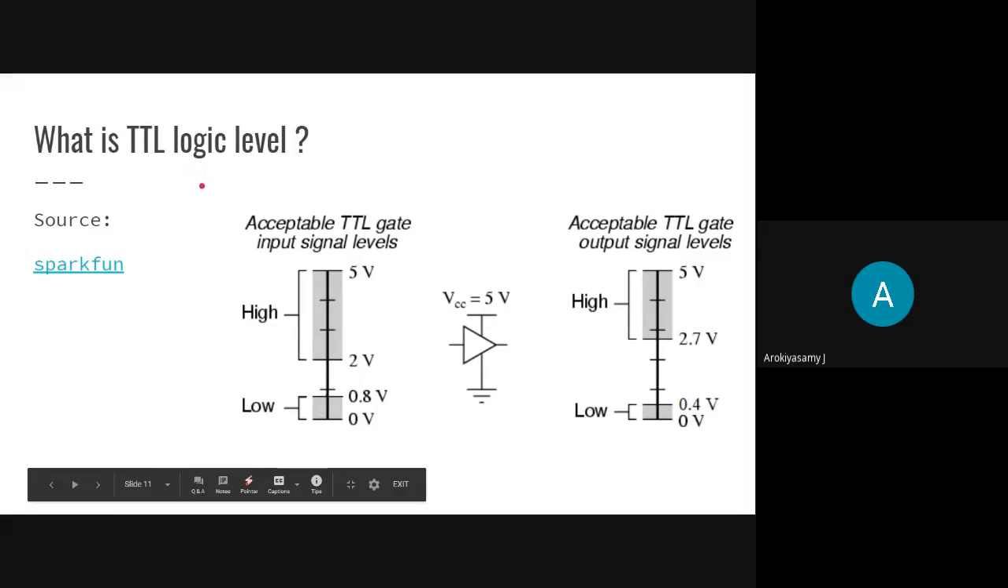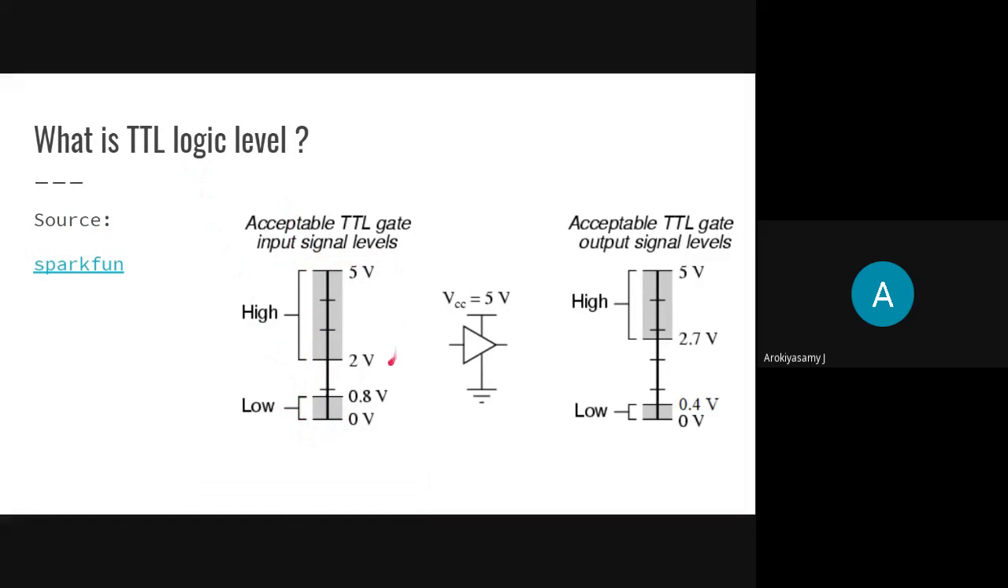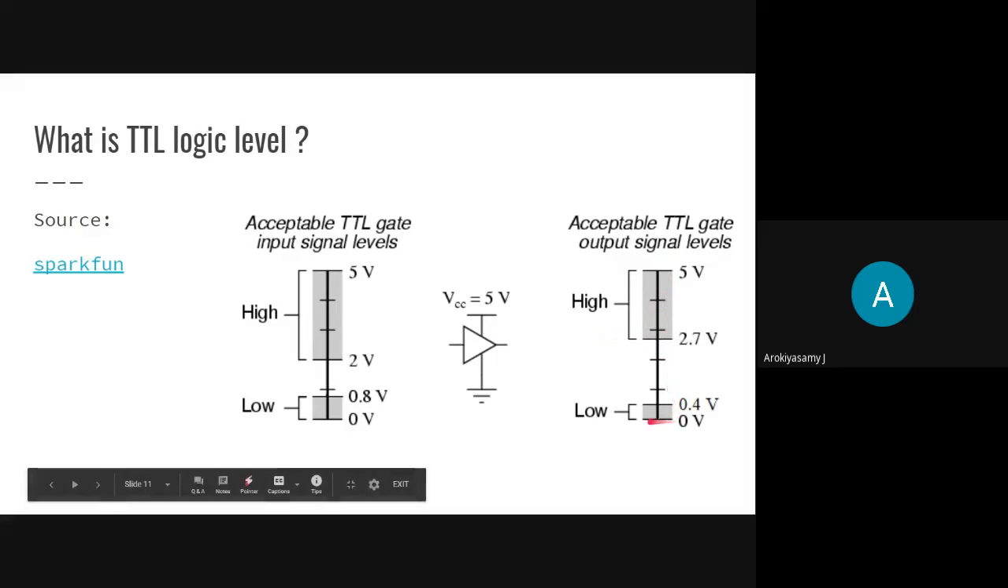What is the TTL logic level? Everything is given here. For input signal levels, 0 to 0.8 volts is considered low, and 2 volts to 5 volts is considered high. On the output side, 0 to 0.4 volts is considered low level logic, and 2.7 to 5 volts is taken as high level logic. So the PIC microcontroller IC supports both TTL interfacing as well as CMOS interfacing.